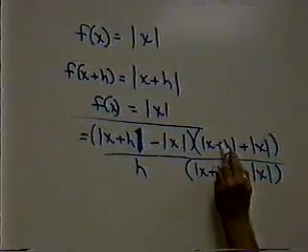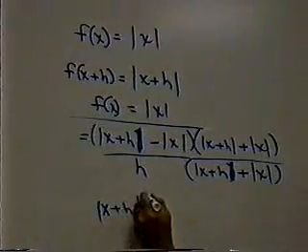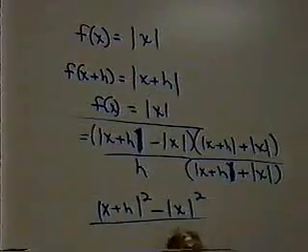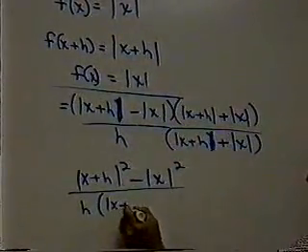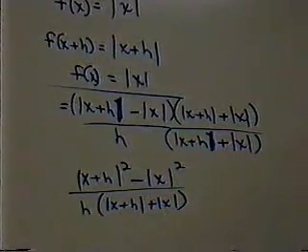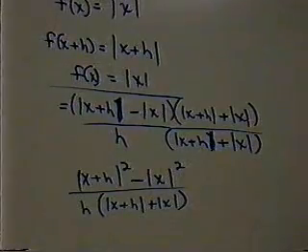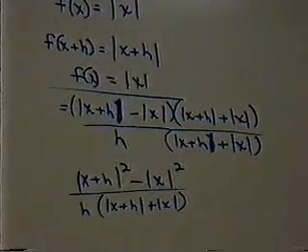All right, so first times the first is the absolute value of x plus h squared minus the absolute value of x squared, over h times, and don't multiply this in, just leave it this way. All right, so we have that. Well, here is where we need to learn something about absolute value if you don't already know it. So let's come over here to the side for a minute and just discuss this.